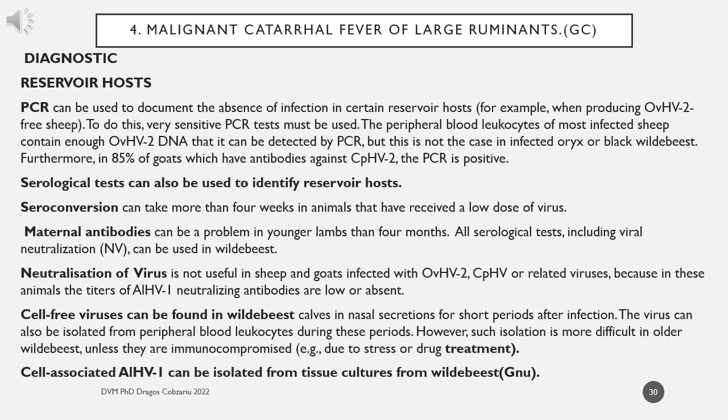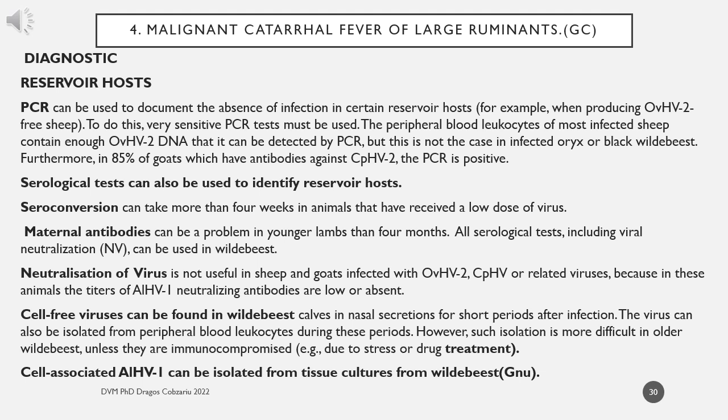PCR can be used to document the absence of infection in certain reservoir hosts, for example, when producing HV2-free sheep. To do this, very sensitive PCR tests must be used. The peripheral blood leukocytes of most infected sheep contain enough HV2 DNA that it can be detected by PCR, but this is not the case in infected oryx or black wildebeest. Furthermore, in 85% of goats which have antibodies against CpHV2, the PCR is positive.